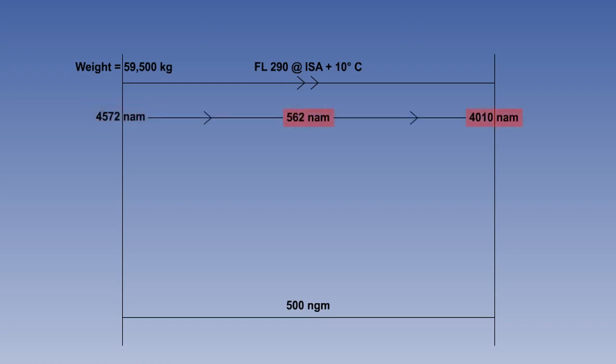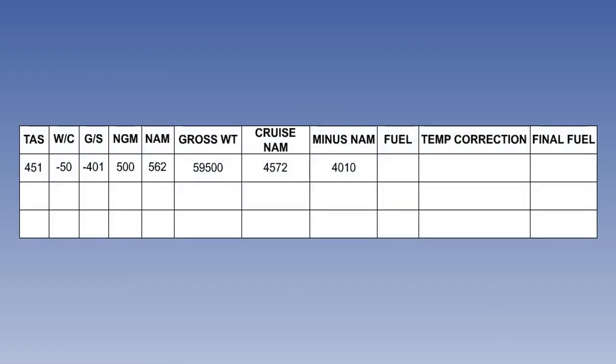But we are going to fly 562 nautical air miles, which means that when we get to the end of the leg, we shall have enough theoretical fuel left for only 4,010 nautical air miles. We'll put this onto our table.